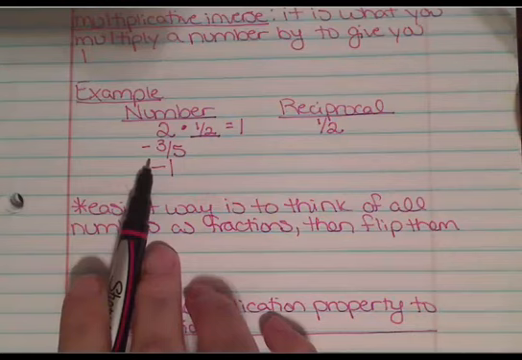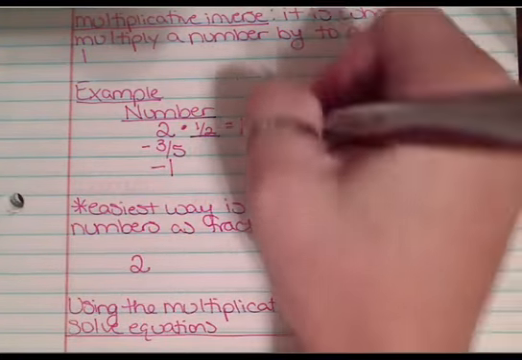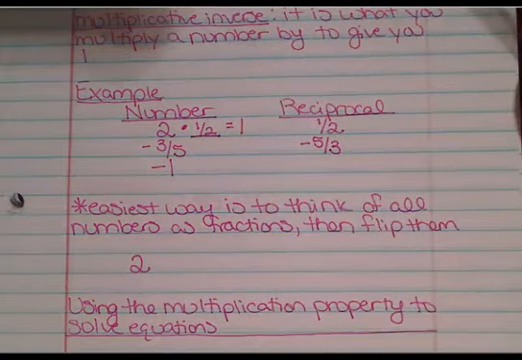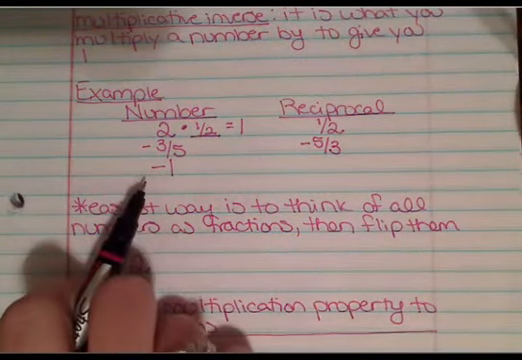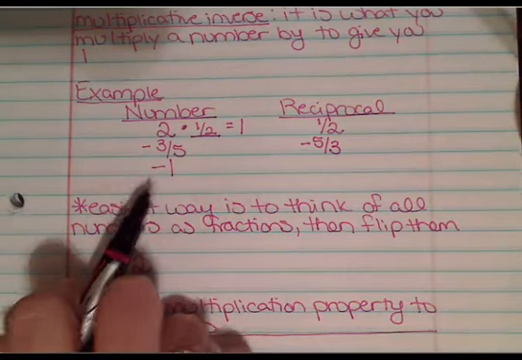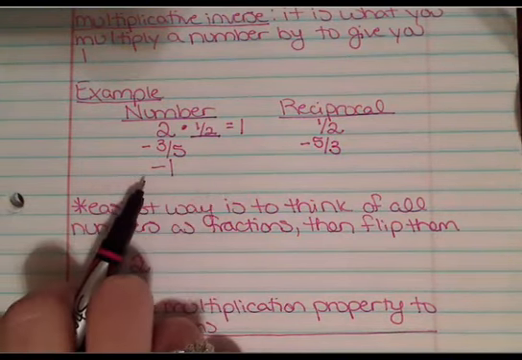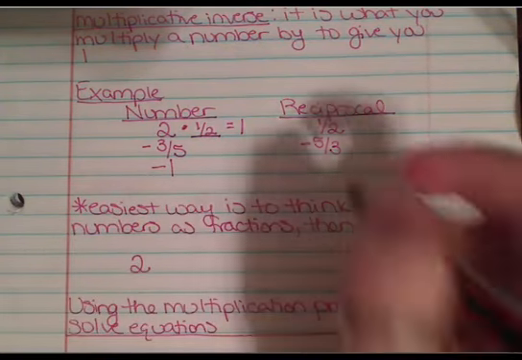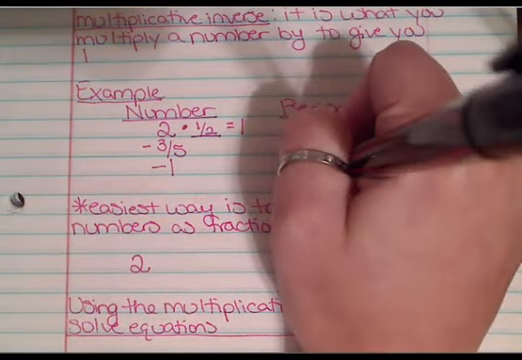Okay? What about -3/5? When you're doing the reciprocal of a fraction, all you're doing is flipping it. So instead of -3/5, we would have -5/3. Okay? And then we have -1, and we need to get to +1. So what would we multiply -1 by to get to +1? It would just be -1.